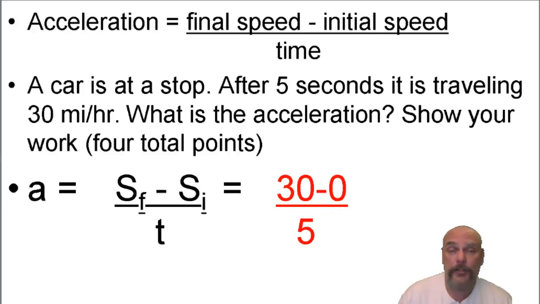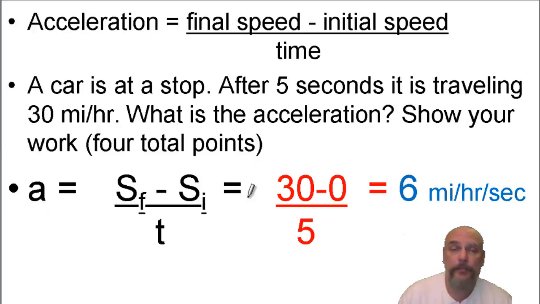And then we divide that by the total amount of time that she took. And she took 5 seconds. So it would be 30 minus 0 divided by 5. You can go ahead and punch that in your calculator. And you get 6. Now, the unit can be a little bit tricky. This is what unit you're going to use. You're going to use miles per hour. And that's going to be per second.